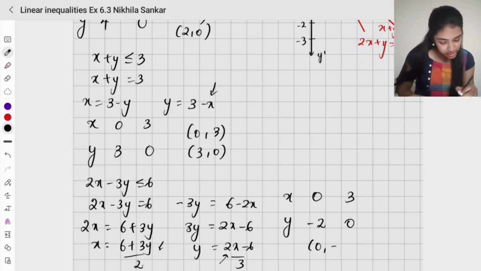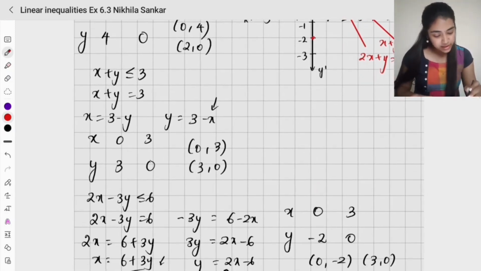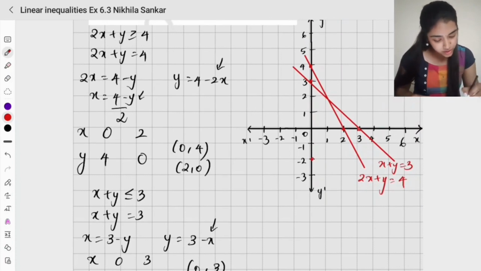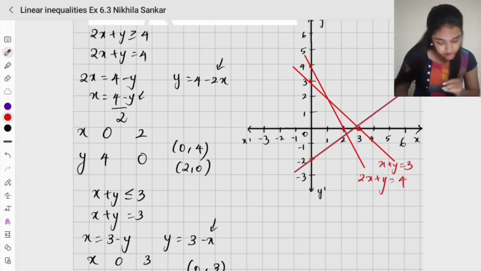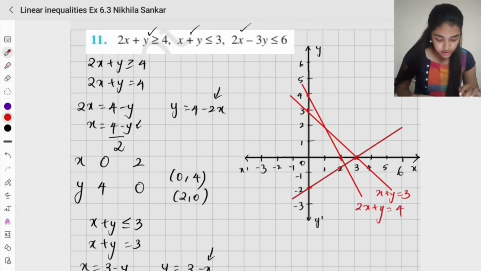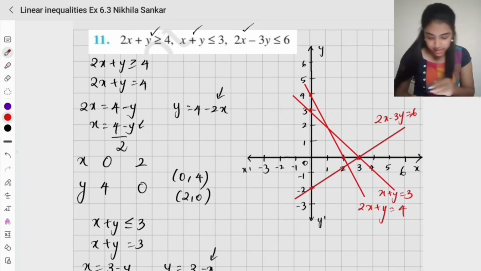So what is my solution? 0, minus 2 and 3, 0. When I plot this, 0, minus 2 is over here and 3, 0 is over here. So when I join these, I'll have this. We have to check whether 0, 0 is included. So this line is going to be 2x minus 3y equals 6.